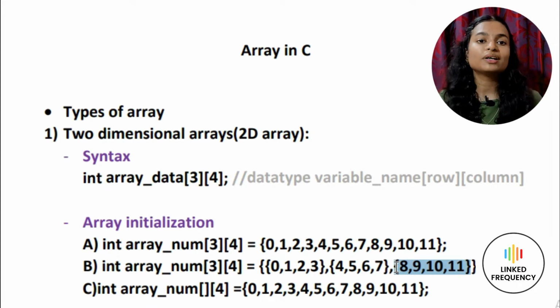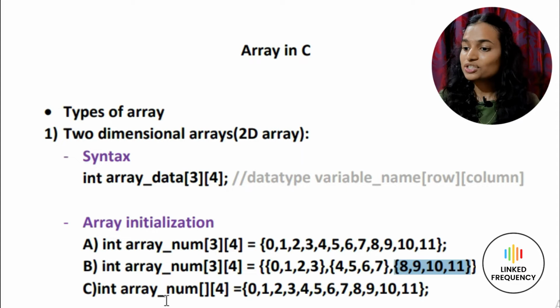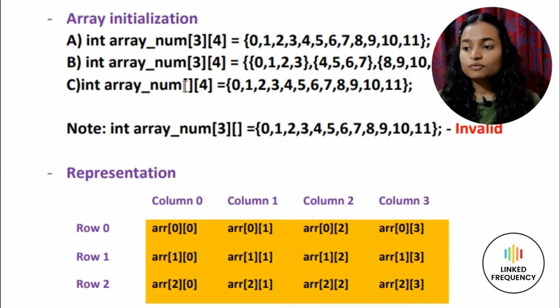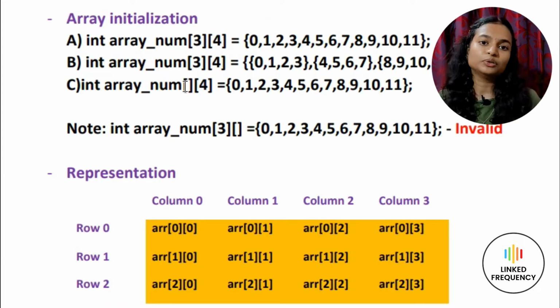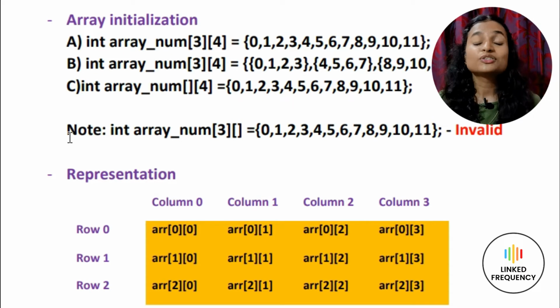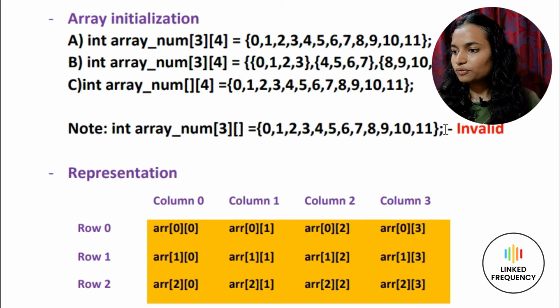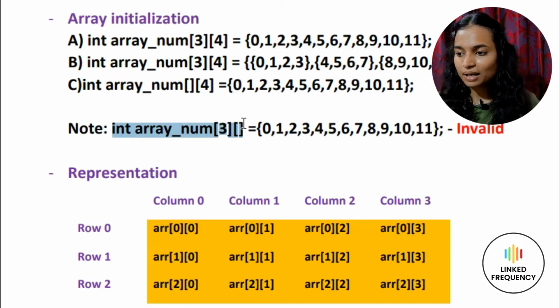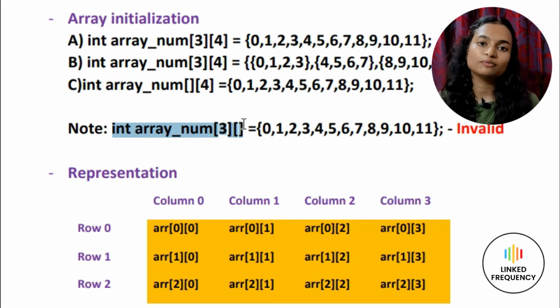There is one more method where you can do the array initialization, which is represented in point number C. If you notice here, I have skipped the value for row, but the column value is given. This is a valid format which we can still use for initializing the array. One thing to remember is you can't skip the value for column. That is the reason I have mentioned it as a note so that you don't forget this point. You can't represent it like int num[3][] with the column blank. You will have to give the column value, which is mandatory for a 2D array.